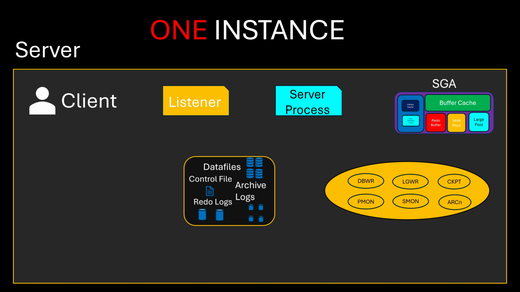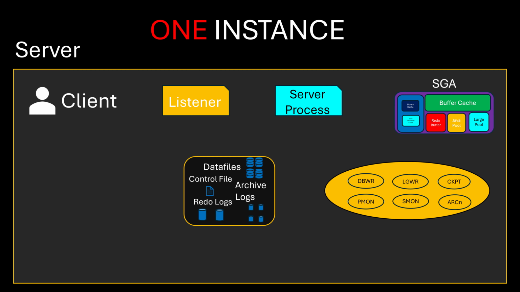Before we understand RAC, let's quickly revisit how a single instance database works. Imagine a user submits a simple SQL statement, a select statement, from an application. The request first reaches the Oracle listener. The listener does not execute SQL. Think of it as a receptionist whose job is simply to accept the request and hand it over to a server process. The server process now begins analyzing the SQL.